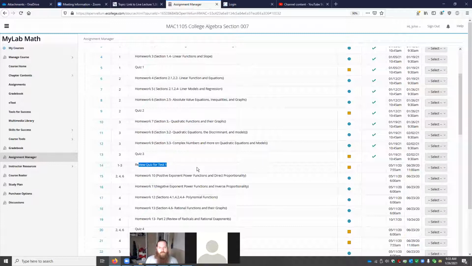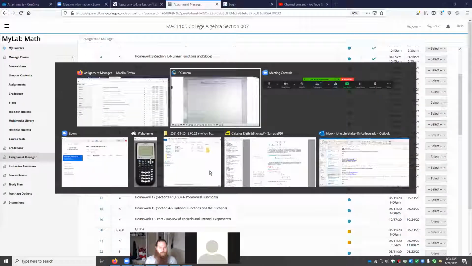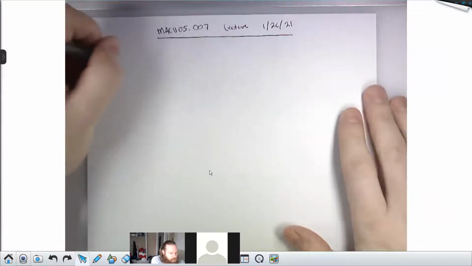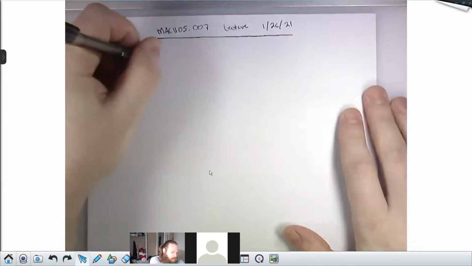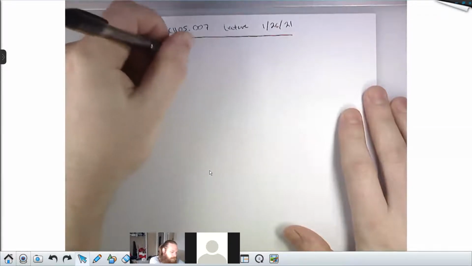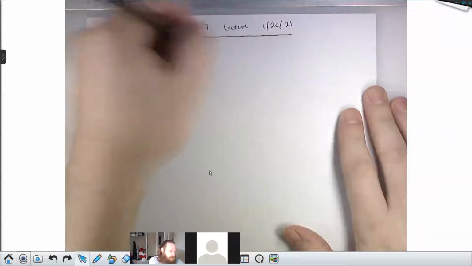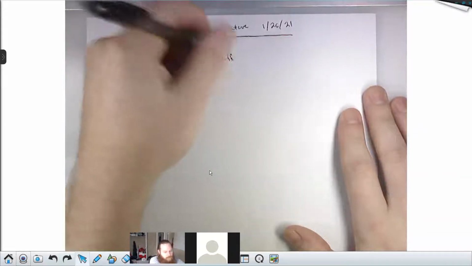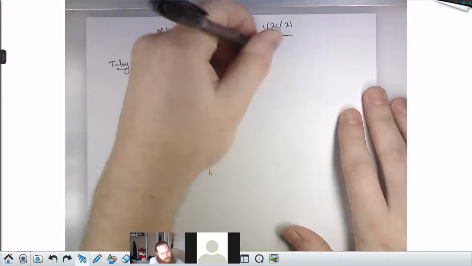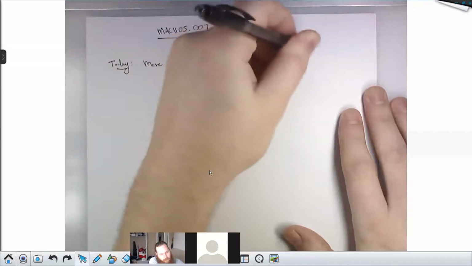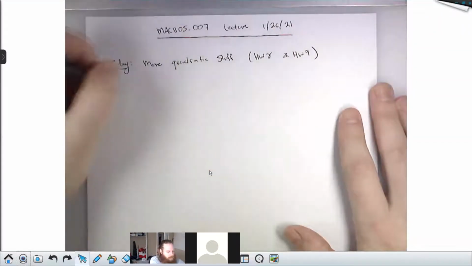This is all relevant because we're getting close to exam 1. Test 1 is right around the corner. We are finishing the material for test 1 this week, which means test 1 will be next week. So let's come back over here today. I'm going to do more quadratic stuff, specifically stuff related to homework 8 and homework 9. And then a note.